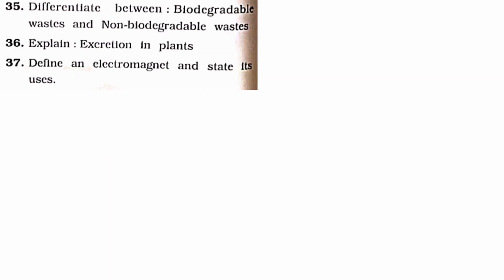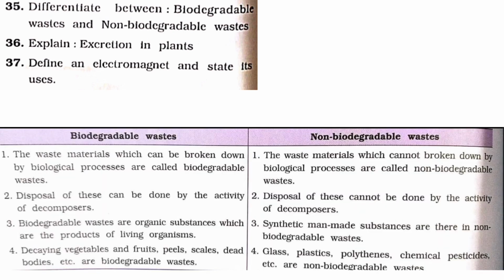Question number 35. Differentiate between biodegradable wastes and non-biodegradable wastes. Number 1. The waste materials which can be broken down by biological processes are called biodegradable wastes. The waste materials which cannot be broken down by biological processes are called non-biodegradable wastes. Number 2. Disposal of these can be done by the activity of decomposers. Number 2. Disposal of these cannot be done by the activity of decomposers.